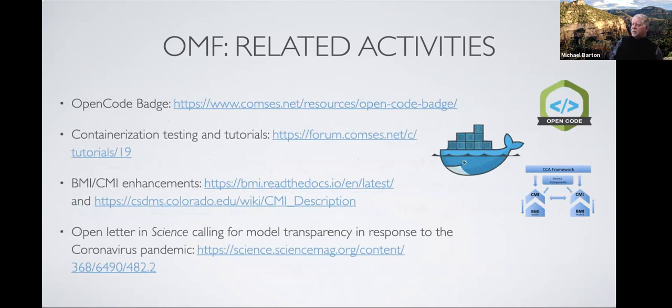We've started trying to create these incentives and certification with an open code badge, sort of testing containerization as a way for reuse. Of course, there's been lots of enhancements on API for integration of systems. And then something that came out of this was an open letter in Science almost a year ago, trying to call for model transparency in the COVID pandemic, because there's very little coordination and lots of models, as many of you remember in the early days of this.